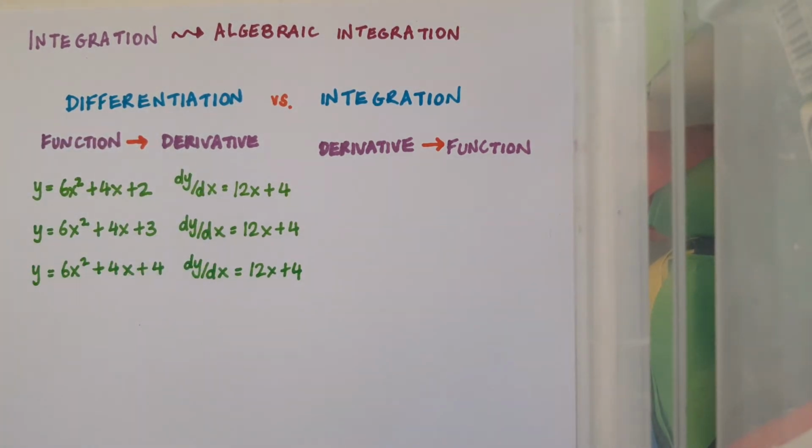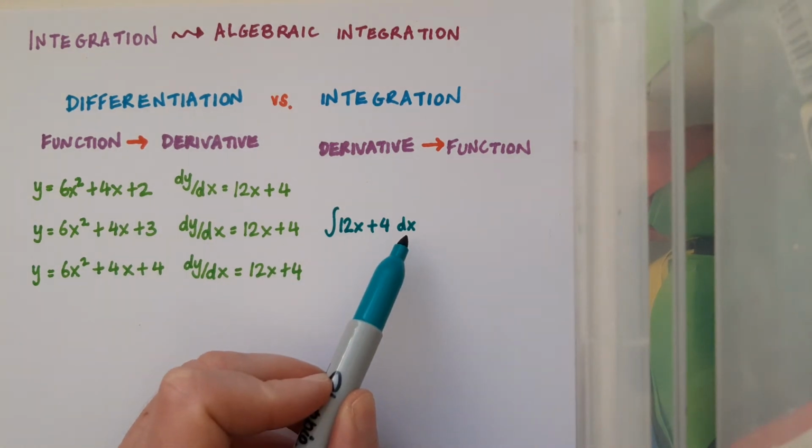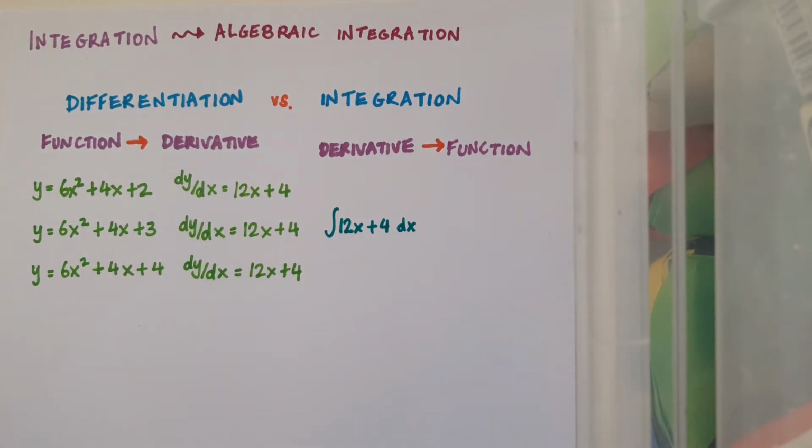Now let's reverse the process. I have my derivative and I want to get back to my function. To indicate that I want to take this expression and integrate it, I'll use my integration symbol. And notice that I have a dx at the end of the expression. That's just to indicate that I want to integrate with respect to x, that x is the variable that I'm interested in. Now we know, looking at the differentiation side of the page here, that if I integrate 12x plus 4, I'm going to get 6x squared plus 4x.